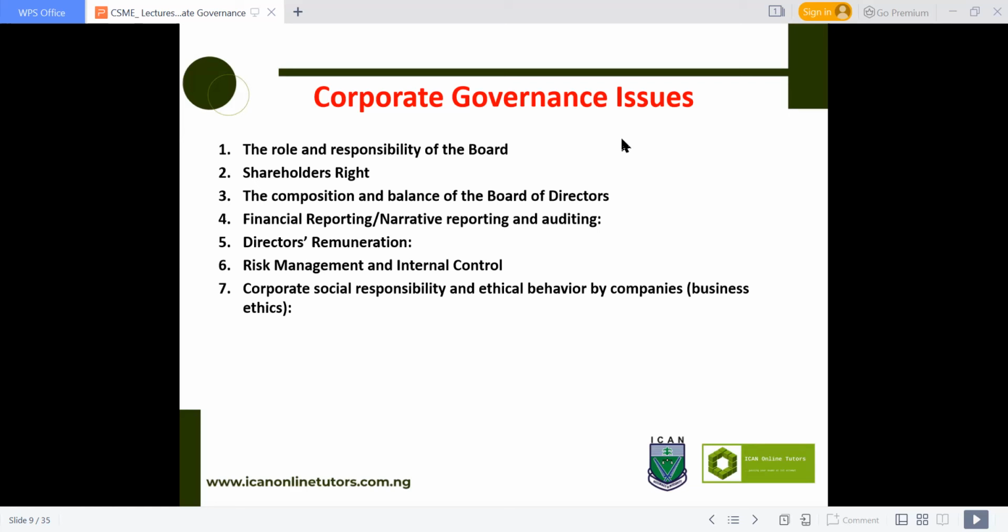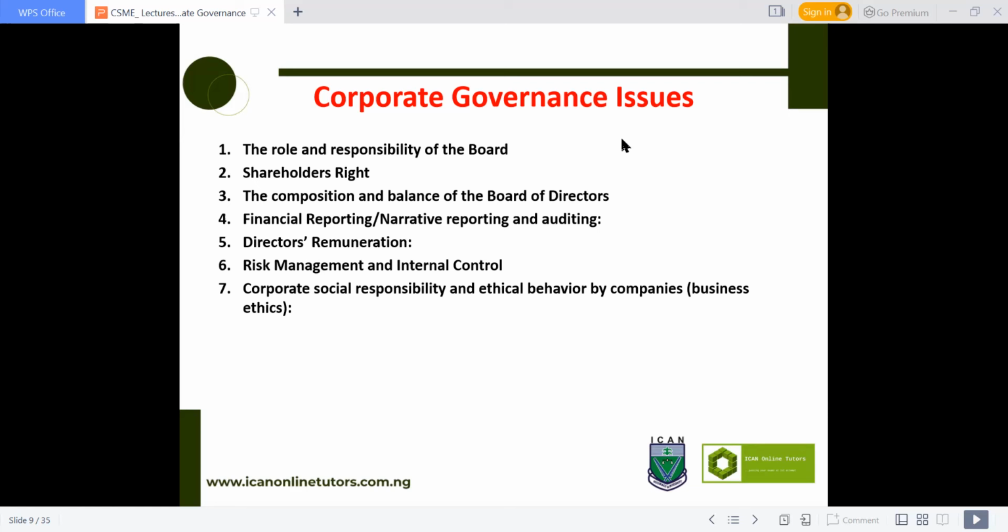Then the last one that we'll be talking about in corporate governance is CSR and ethical behaviors by companies. Business ethics. CSR. As a company, you also try as much as possible to engage in CSR, to give back. Because your input, where do you get it from? It's from the environment. Your output as well, you send it back to the environment. So try as much as possible to give back to the environment.